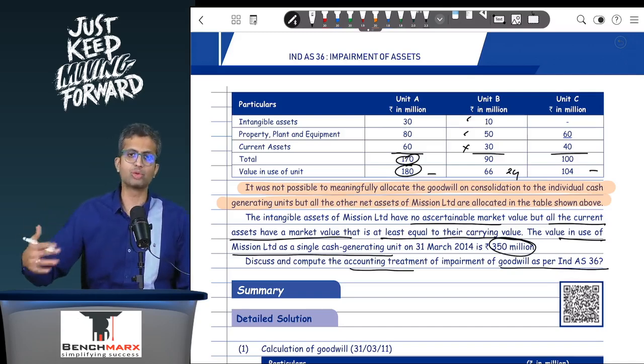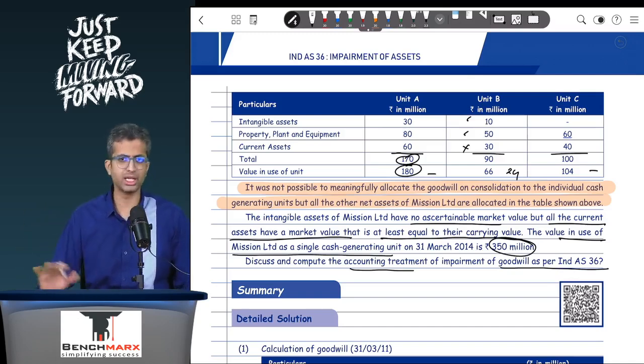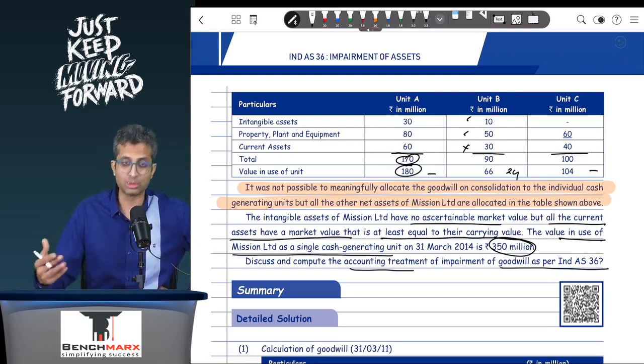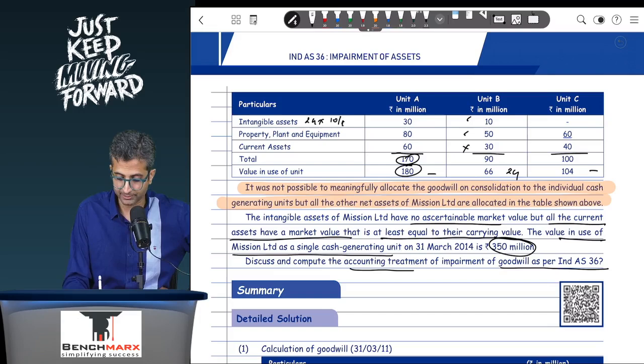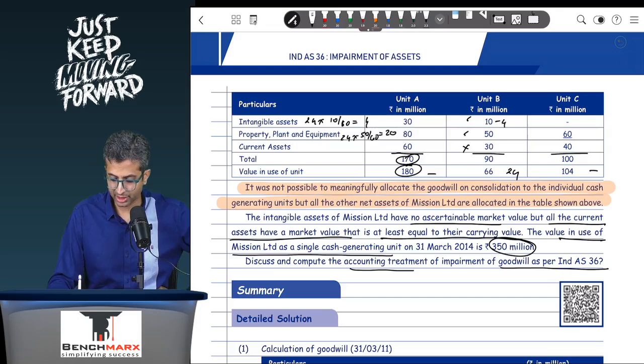So first I'll have to do the smaller impairment testing, for which unit A and C there is no impairment, but for B there is impairment. Now this 24 will be attributable between intangibles and PP in the ratio of their carrying value, that is 10:50. So basically you will have 24 into 10 by 60, that is I think 4, and 24 into 50 by 60, that is I think 20.